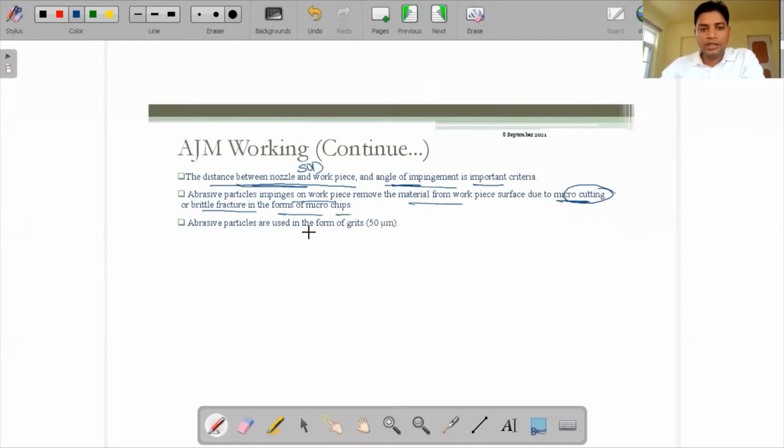Next, the abrasive particles are used in the form of grit. Whatever abrasive particle we are using, we define it by the grit, rather than just calling it an abrasive particle. The size is generally in the range of 10 to 50 microns. It's not exactly 50 micron, it is in the range of 10 to 50 microns. Please keep this in mind.